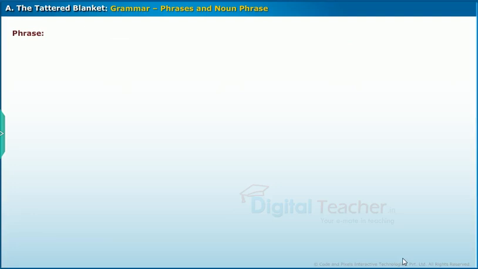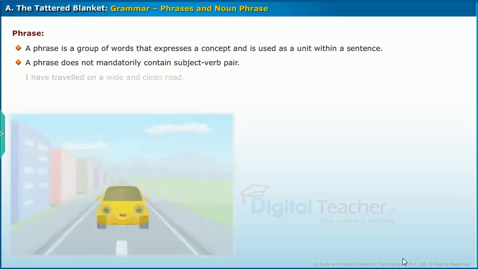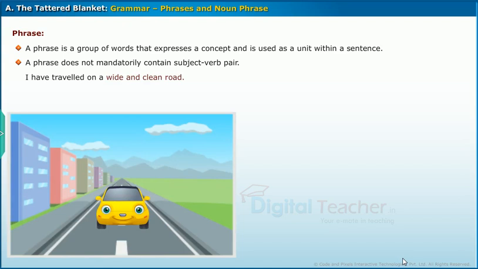Let us now learn with examples what a phrase is. A phrase is a group of words that expresses a concept and is used as a unit within a sentence. A phrase does not mandatorily contain a subject-verb pair. Observe the given sentence. I have travelled on a wide and clean road. Here, wide and clean road is a group of words which together are playing the role of a noun. So we can call them together a phrase.